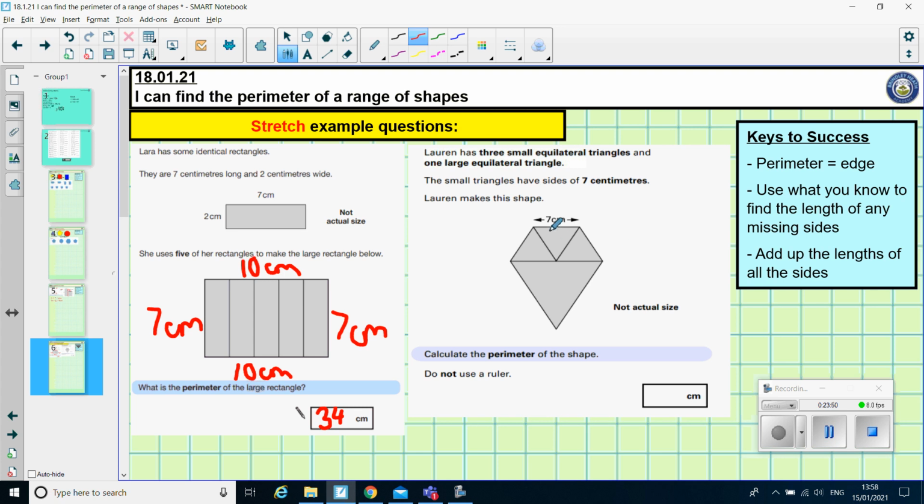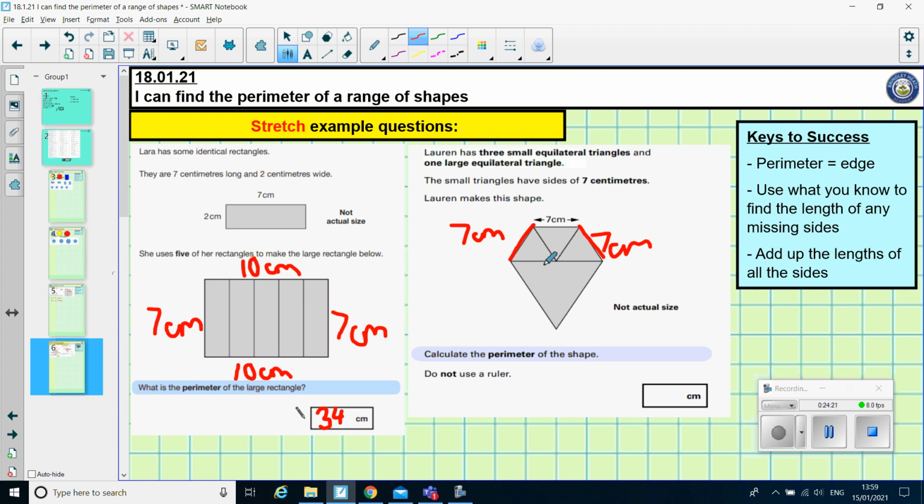Okay then, year 6. Looking at this, we know it's 7 centimetres across the top. It's an equilateral triangle, so it's also going to be 7 centimetres down this side, and 7 centimetres over here. The next thing I want to know is how long this side is. To know that, I've got to look up here, because again, they're equilateral triangles. Whatever this side is going to be is the same as whatever this side is here.